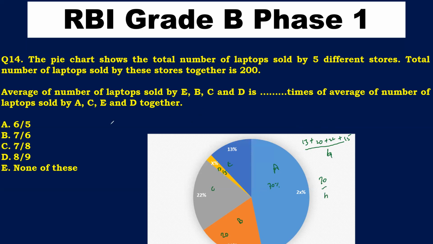For the rest of the 4, that is ACED, that is 30 plus 22 plus 13 plus D, that is 15. This sum here is 28 plus 22, 50, and 80. 80 by 4. They are asking, this is what times of this number. So it is 7 by 8 times of this number. That means ratio. What is the ratio of this to this? So the answer should be 7 by 8. Option number C.